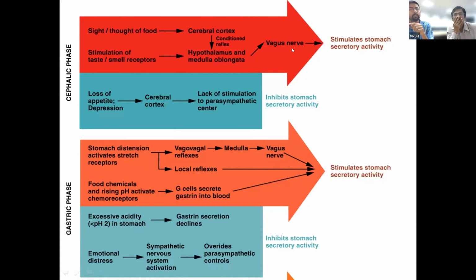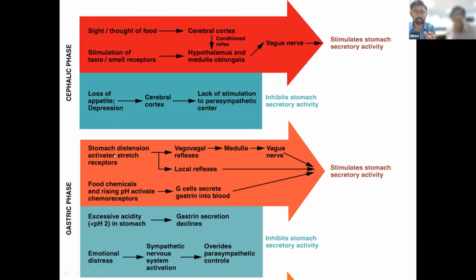And the vagus nerve will release acetylcholine that will lead to an initial 20 to 30% of the acid release. So in the cephalic phase, of the total acid that is released, only 20 to 30% is released. Then we come to the gastric phase.